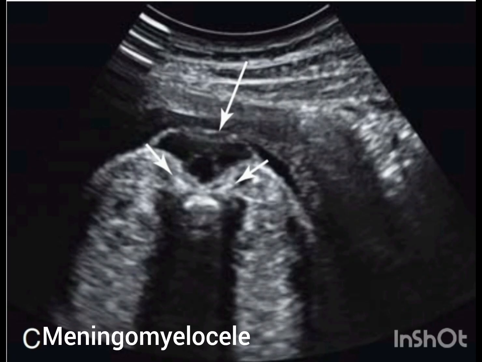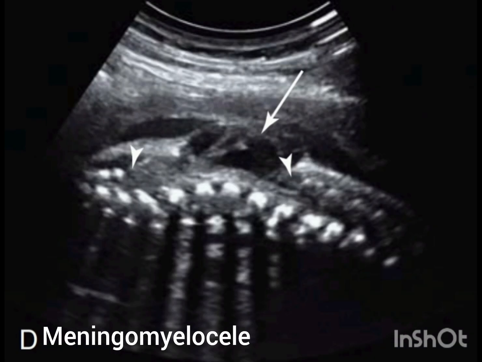Now this is another example of myelomeningocele. You can see the splaying of posterior elements of the spine indicated by the short arrow, and the long arrow indicates the mass that is protruding through that defect in the spine. This longitudinal image is more clearly showing the defect in the spine indicated by the arrowheads, and the mass protruding through the spine is indicated by the long arrow.